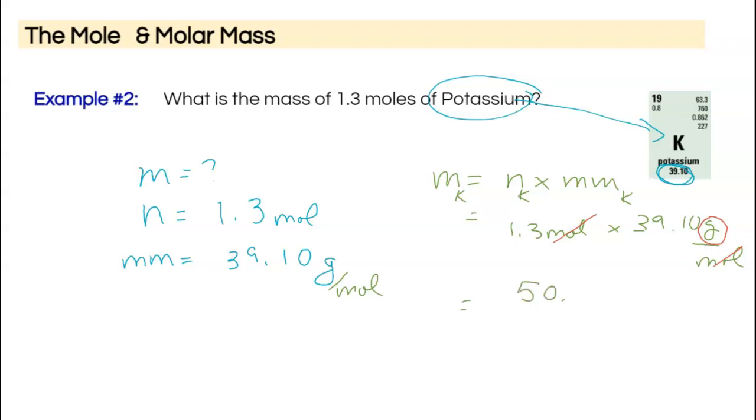So I have 50.83, and that would be units in grams. But looking at significant digits, my 1.3 mole measurement tells me I need to round to 2 significant digits here. So I'm going to leave my answer as 51 grams. Okay, and that's 51 grams of potassium. Hopefully you found that to be okay. Let's take a look at another example.